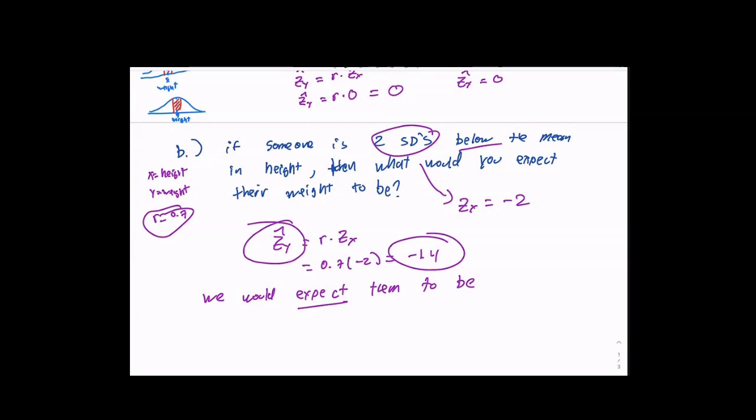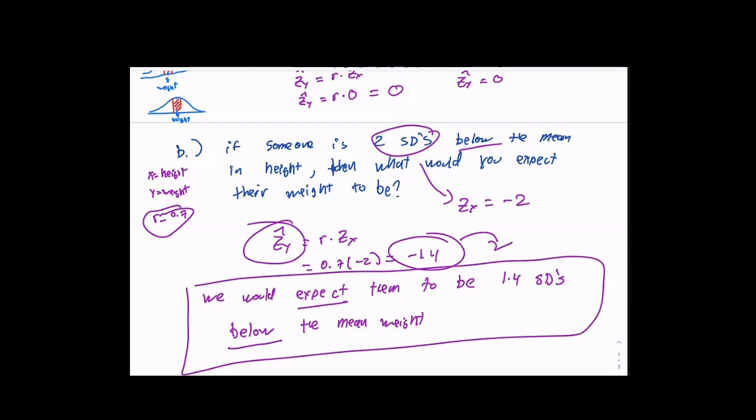Should we expect them to be closer to the median? Close is relative. So we got to use this number. 1.4 standard deviations below the mean weight. So first off, y is the weight. So we're talking about weight here, so we got to make sure we say weight. Z-scores talk about average. We can say the average weight or mean.